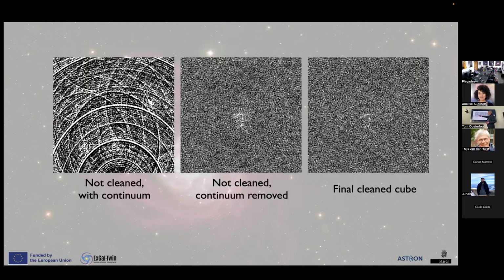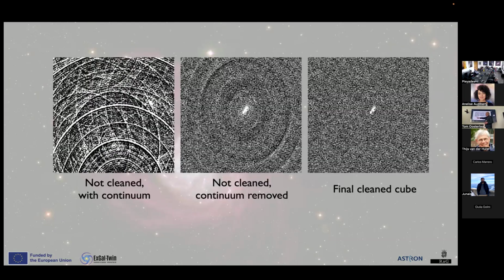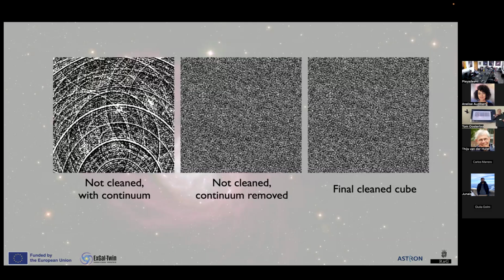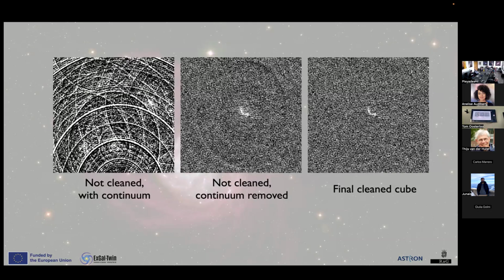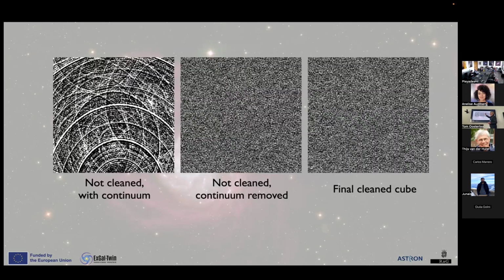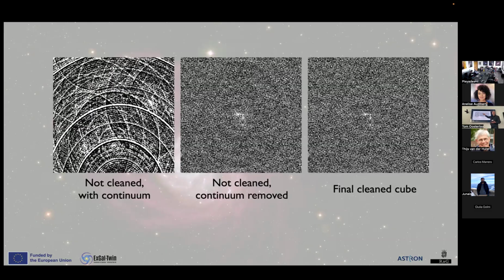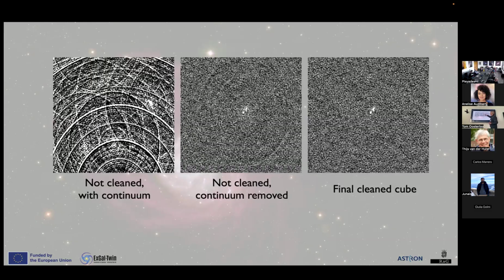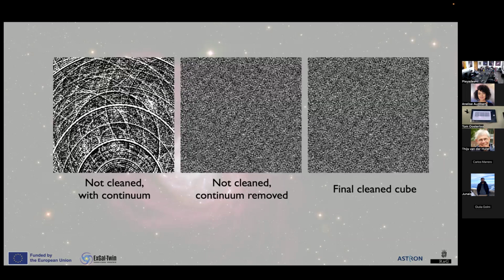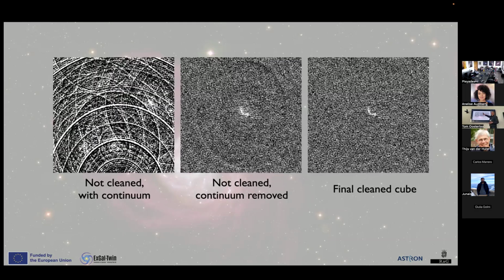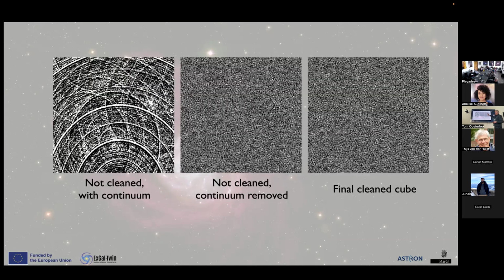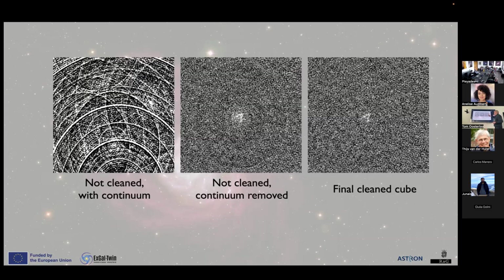So this is the movie I showed before, and it's not cleaned. So this is really the dirty image, and this is after fitting a polynomial to the spectrum. And you can see all the continuum and all the rings have disappeared. And what I see now is the line emission of the galaxy. Clearly, it still has the dirty PSF around it because I haven't cleaned yet. But now I can simply clean only the channels where there's line emission, with the same cleaning algorithm I mentioned before, to get this cleaned data cube. So this is the final cube.